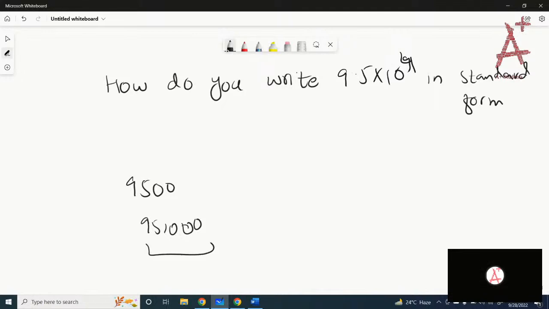Let's see how. The exponent of 10 is 4. That means you must have 4 decimal places at the right hand side, because you have to move the decimal point 4 places right. You have to move the decimal point from here to here. So it is then 95,000. Got it? So select the correct option and click on the OK button.